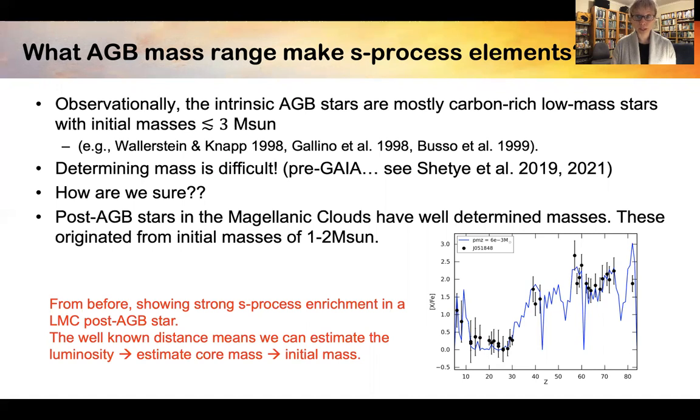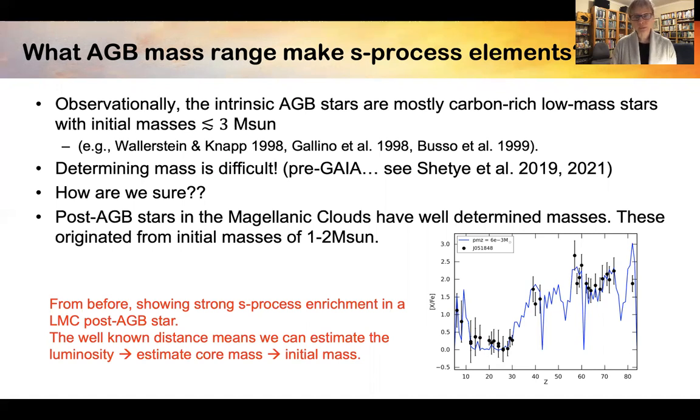There have been some new papers looking at the masses of stars with well-determined distances from Gaia, and I recommend you have a look at these. They are papers by Shetty, 2019, 2021. But these are still low mass stars, regardless.